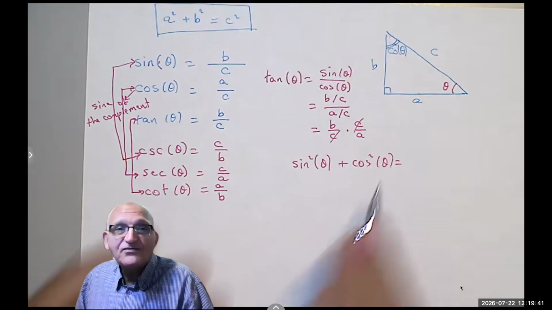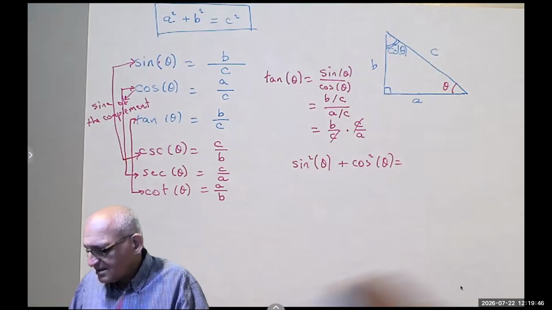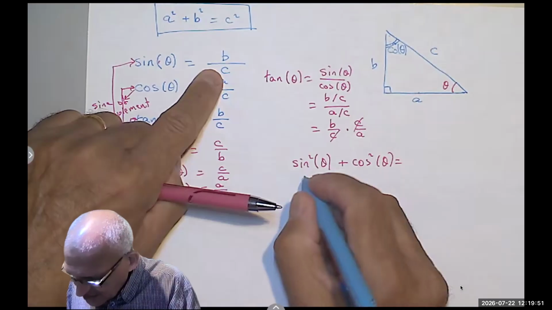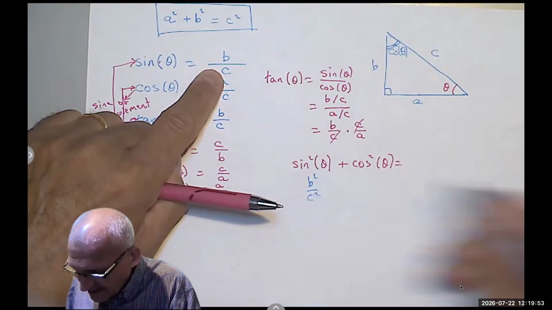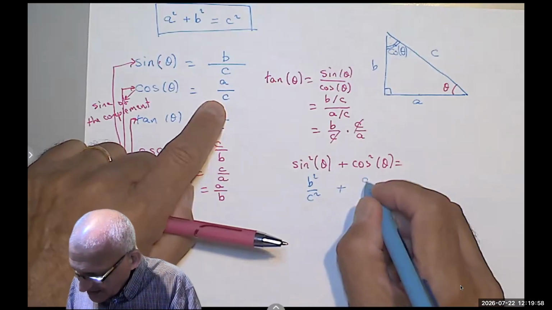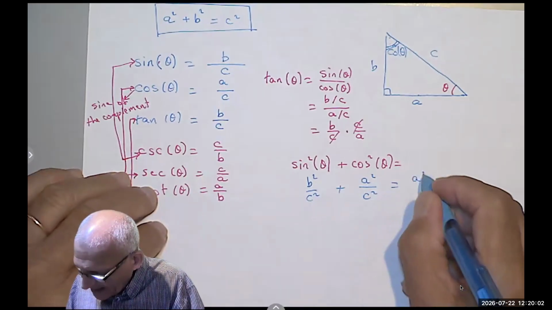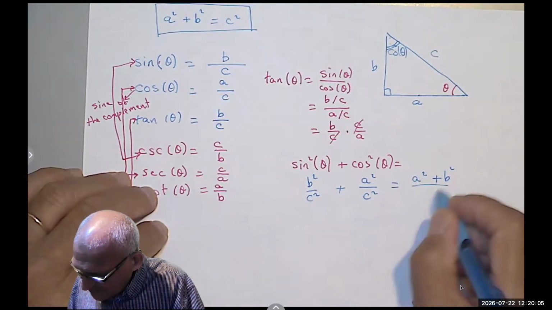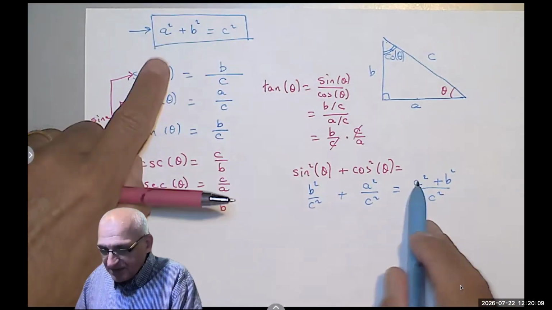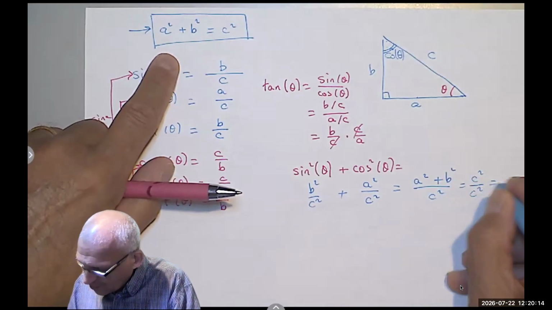That's another way of looking at the Pythagorean theorem. Why? How? Well, if sine theta is b over c, then sine squared is b squared over c squared. And because cosine of theta is a over c, cosine squared is a squared over c squared. So when I add them up, I get a squared plus b squared over c squared. But Pythagoras told me in a right triangle, a squared plus b squared is c squared. So this becomes c squared over c squared, or 1.